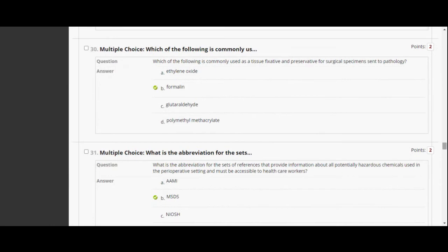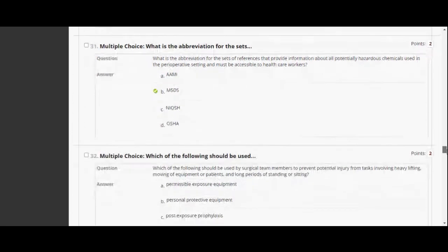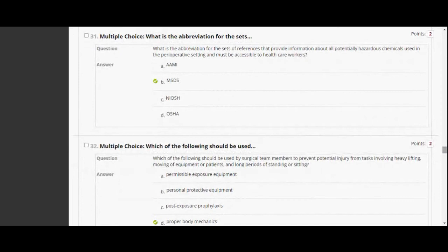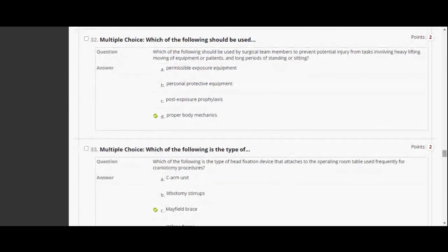Which of the following is commonly used as a tissue fixative and preservative for surgical specimens sent to pathology? It's formalin. What is the abbreviation for the sets of references that provide information about all potentially hazardous chemicals used in the perioperative setting and must be accessible to healthcare workers? And that's your MSDS book. Most of those are found online at the hospitals now.